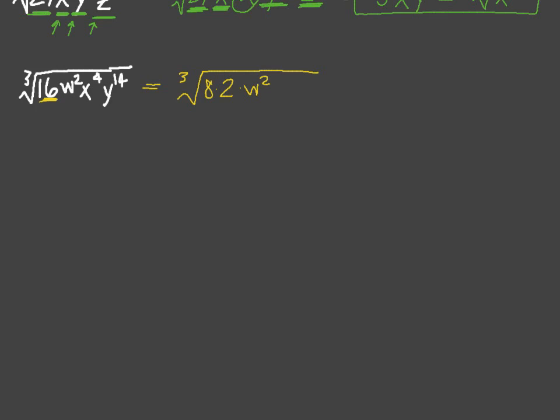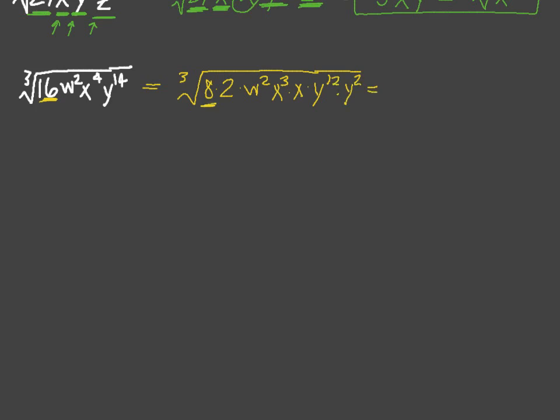X to the 4th, well, I can fit 1 x cubed in there, but then I've got an x left over. And y to the 14th, let's think about a number close to 14 that 3 goes into. So that would be 12, and then I've got 2 left over. All right, so now let's look at this.